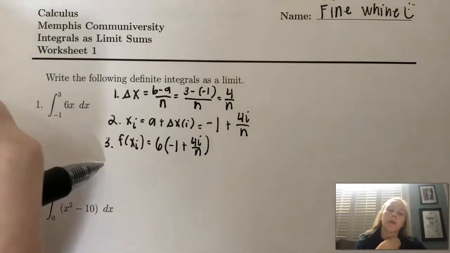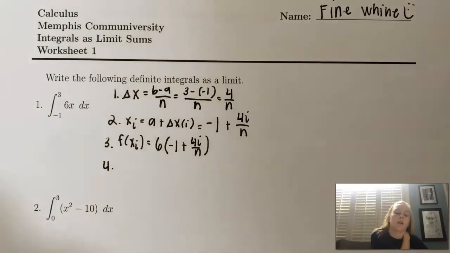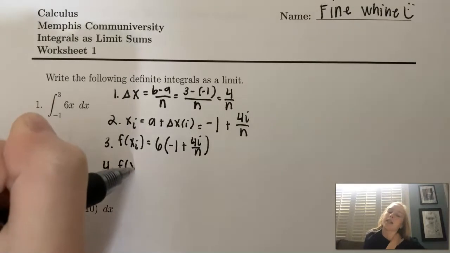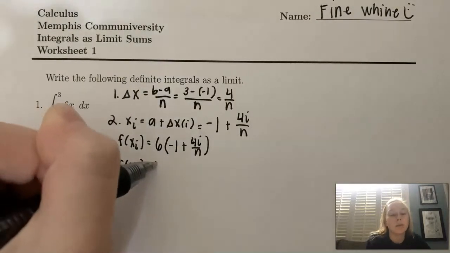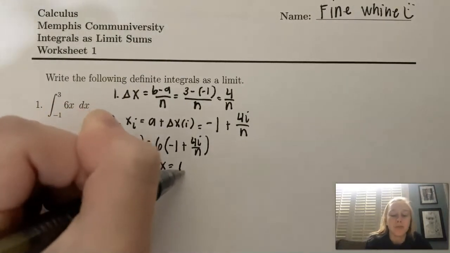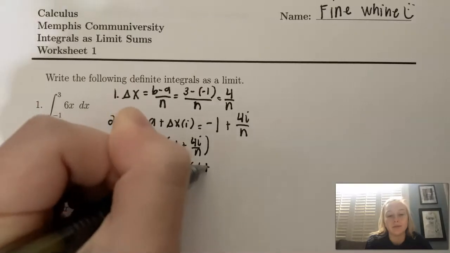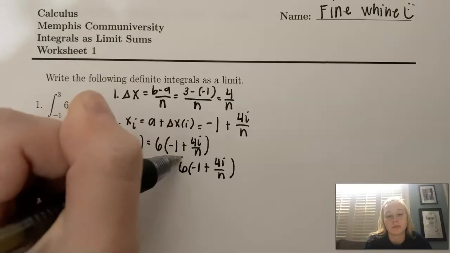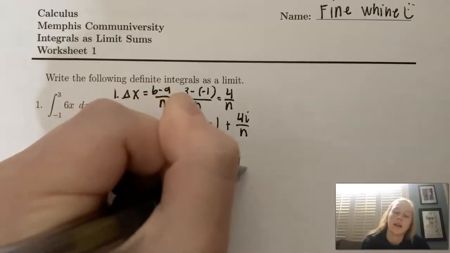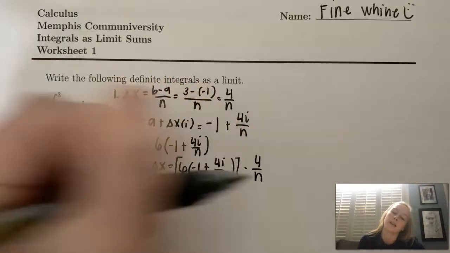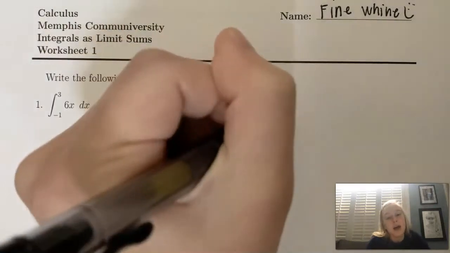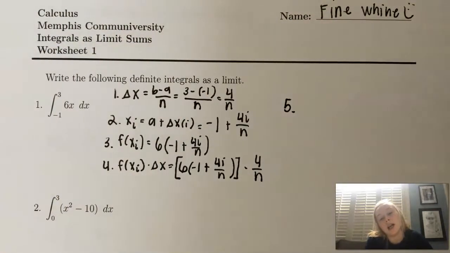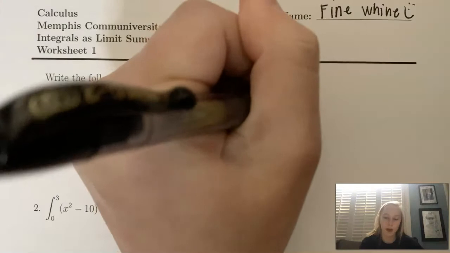Step 4, remember we're going to multiply f of xi times delta x. So step 1 times step 3. So that's f of xi times delta x. And then finally, we're going to put that whole chunk into this correct limit sum format.